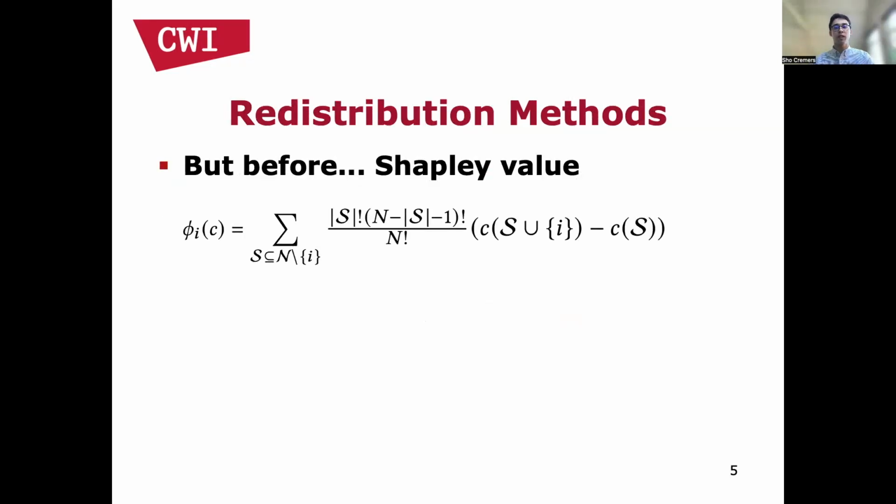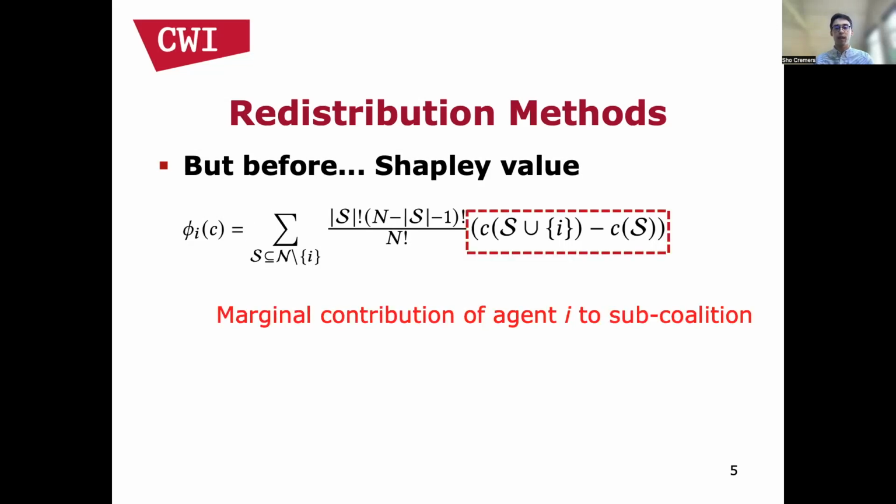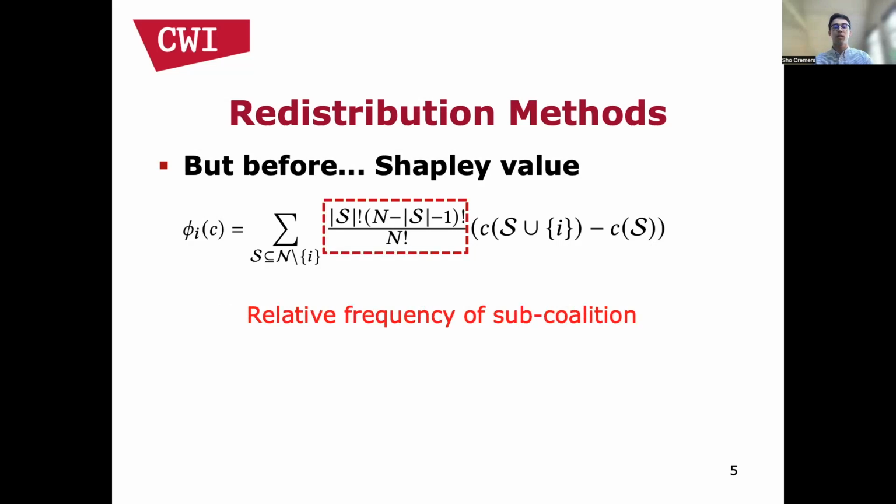Now that the cost function is defined, we can move on to the redistribution method, but first I'll go over the Shapley value formula. Here you can see the Shapley value of agent i in the community. Here it goes through every possible subset of agents in the community and computes the marginal contribution. Marginal contribution of the agent to the subcoalition is how much this agent adds to the cost by joining the subcoalition. This marginal contribution is then multiplied by the relative frequency of the subcoalition. So this resulting Shapley value is the average marginal contribution of this agent in the community.